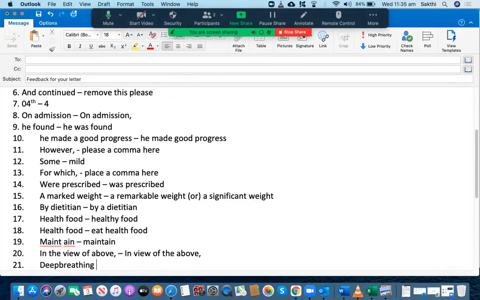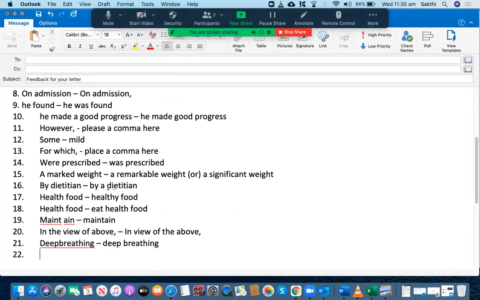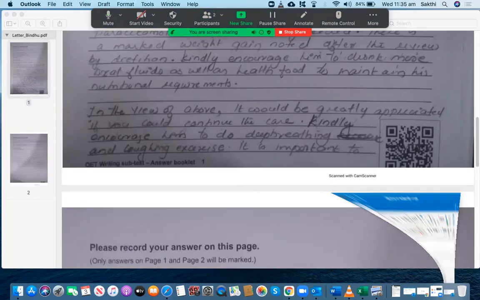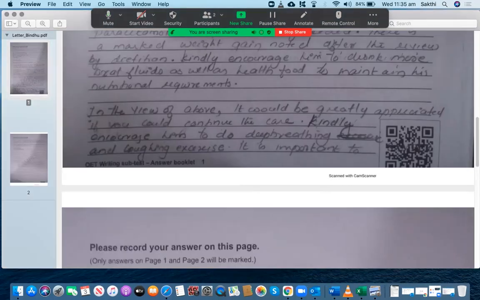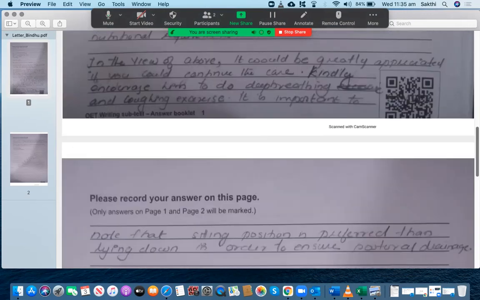Deep breathing is not one word. It has got two words: deep, then space, and then breathing. So the problem with your writing is you have split one word into two words, and then you merged two words into one word. It's not good. I told you it's my first letter, and I am expecting so many mistakes in that one. Okay, no worries, that's all right.